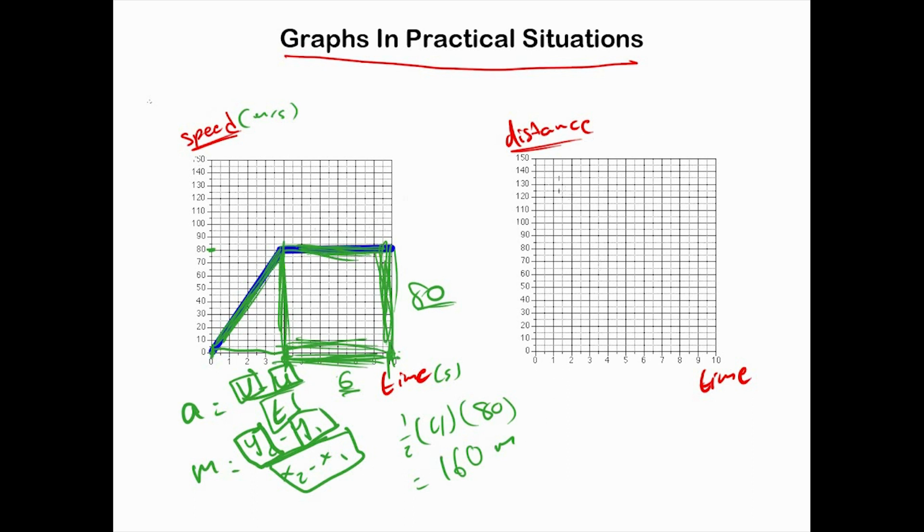Now let's go to distance time graphs. For distance time graphs, let's say we have this graph, the same graph. So in distance time graphs, it's the change in distance from a particular point.